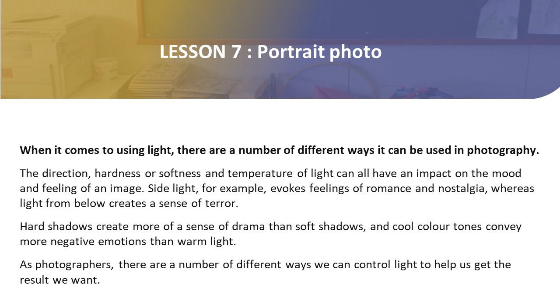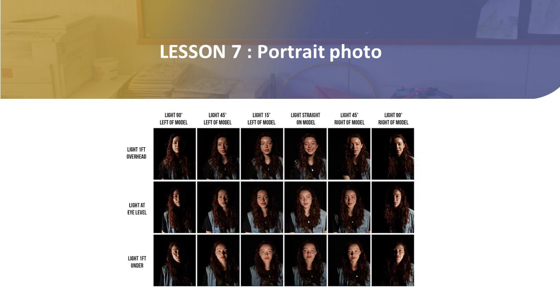Hard shadows create more of a sense of drama than soft shadows, and cool color tones convey more negative emotions than warm light. Do observe how the angle of the light and where the light is placed, overhead, eye level or under, affect the feeling and the mood of the photo, even though we're using the same model.